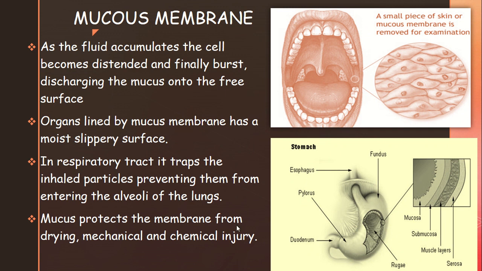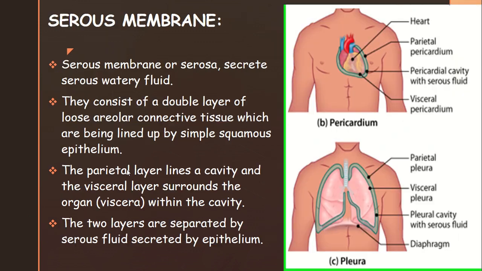The mucus protects the membrane from drying, and from mechanical and chemical injury. It protects from drying. What is mechanical injury? When two organs rub against each other, mechanical injuries can happen, and that is prevented by this mucus. Chemical injury, when some chemicals come in contact, is also prevented by the mucous membrane. The next one is the serous membrane.